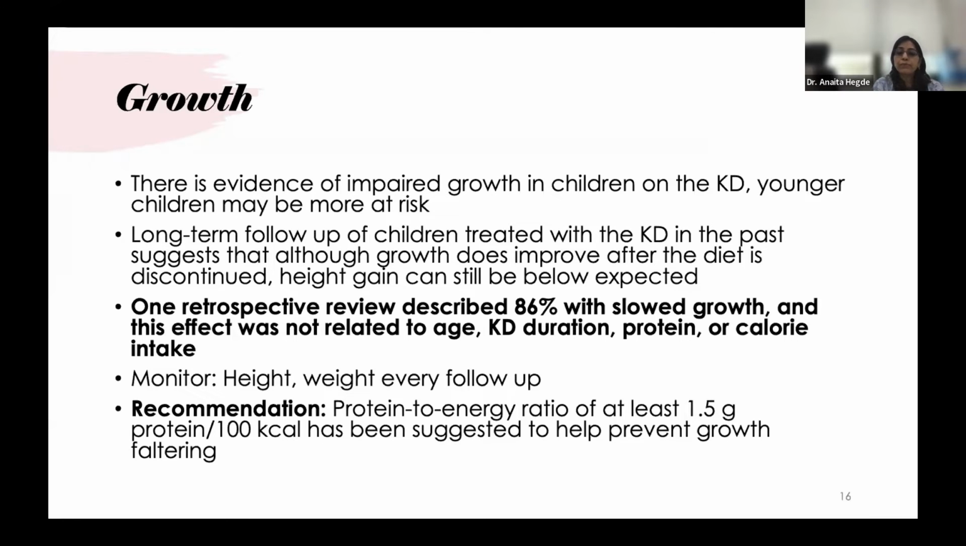A protein to energy ratio of at least 1.5 gram protein per 100 kilocalorie has been suggested to help prevent growth faltering. However, this may be a little difficult to manage if the ketogenic ratio is higher.